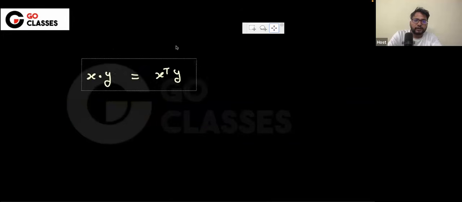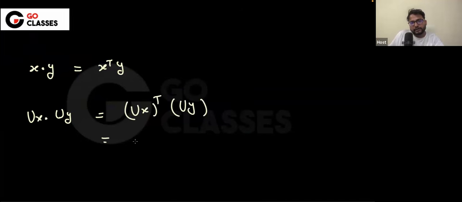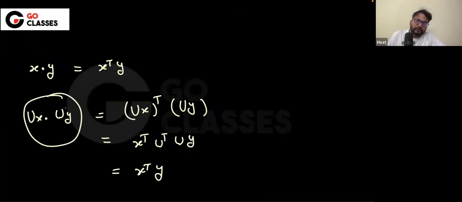So if you have x dot y, and then you have ux dot uy, the dot product between these two will be ux transpose times uy, which is the same as x transpose u transpose u y, which is the same as x transpose y. So if you do the dot product between ux and uy, it is the same as the dot product between x and y. These two quantities are the same.